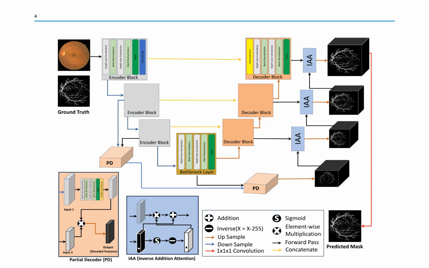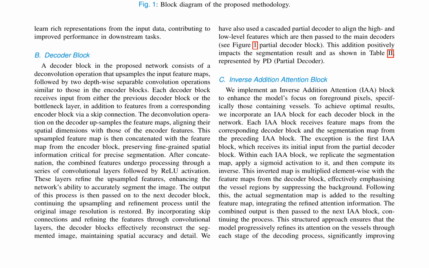The decoder block, comprising a deconvolution operation followed by depthwise separable convolution, upsamples input feature maps and refines them through convolutional layers and ReLU activation. Spatial information is preserved through the use of skip connections. To further emphasize vessel regions, the inverse addition attention block is implemented, suppressing background information. This structured approach progressively refines the model's attention on vessels, thereby enhancing segmentation performance.